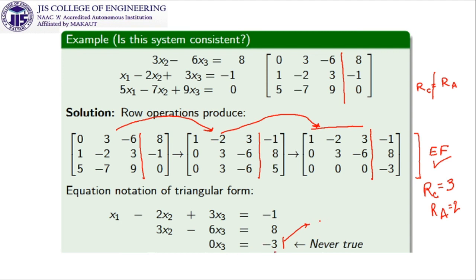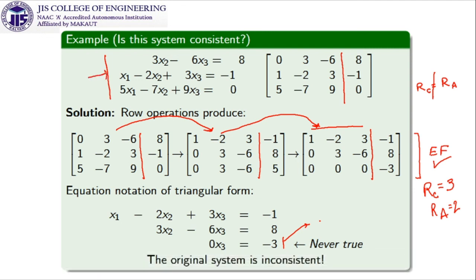So as it is not possible, the solution of this system is not possible. That is why this system is inconsistent, meaning it is not going to give you any solution. Clear? So this original system is inconsistent. It is our conclusion from both points of view, from the matrix point of view as well as from the triangular system conversion point of view.